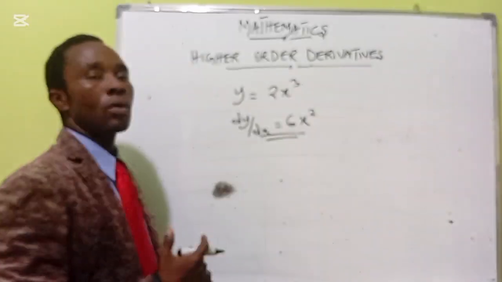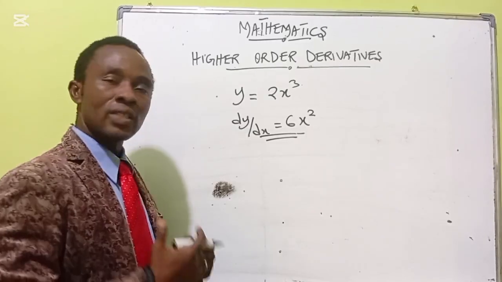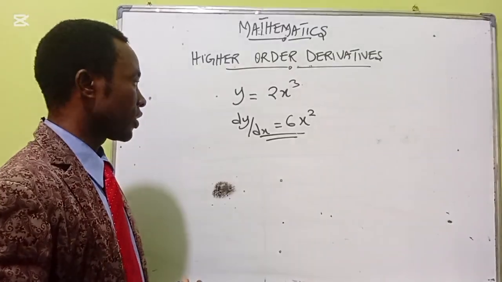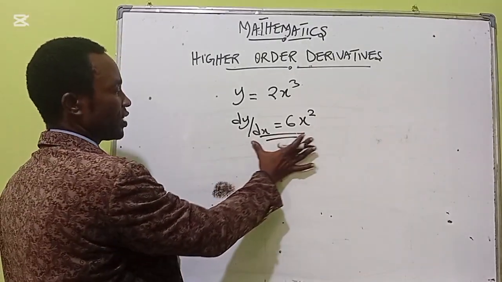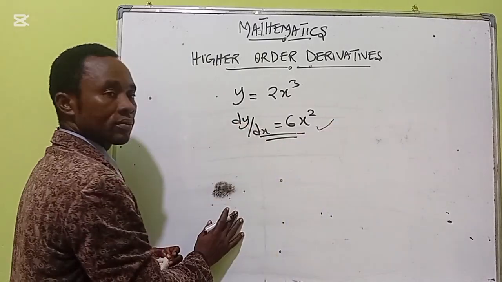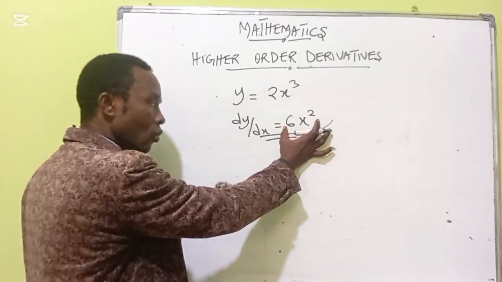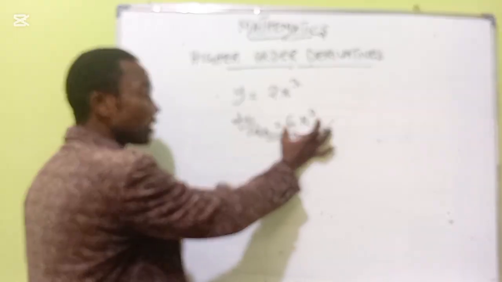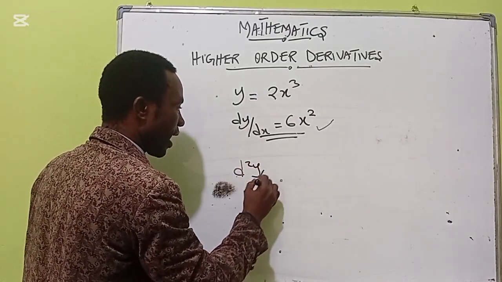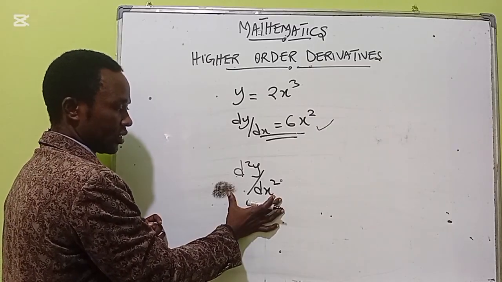That is higher order derivative. If we differentiate the answer we got from the second derivative, we'll get what we call the third derivative. Now, the first differentiation is dy over dx, and we got this answer. Let's say we want to differentiate this answer. We'll be doing what we call the second derivative. That is d squared y over dx squared. That is the second derivative.